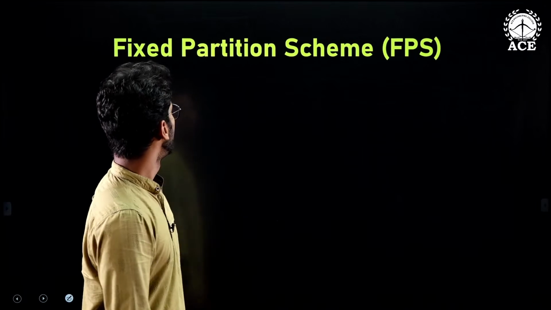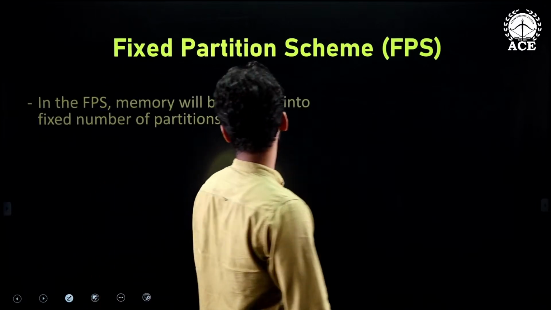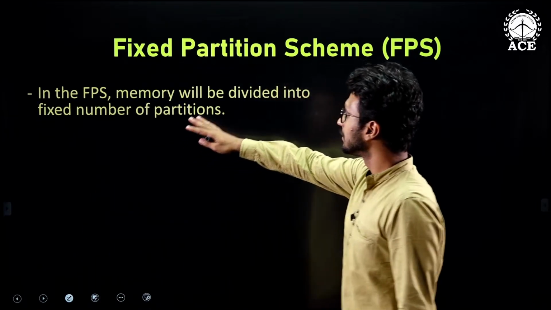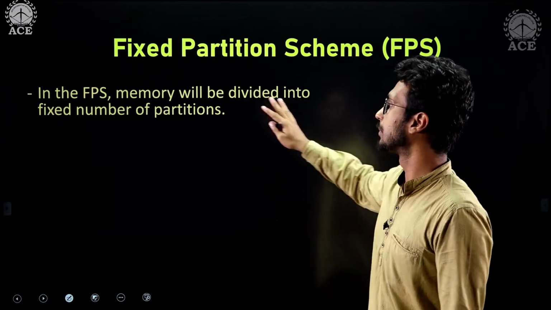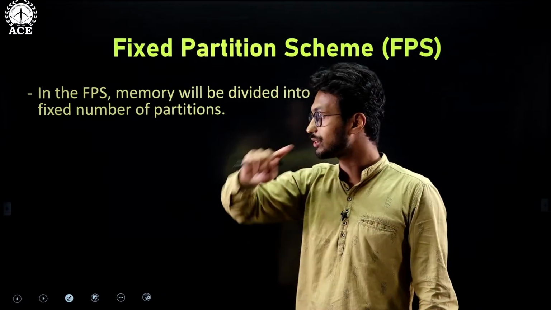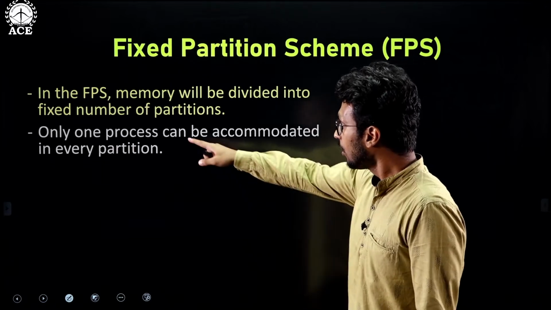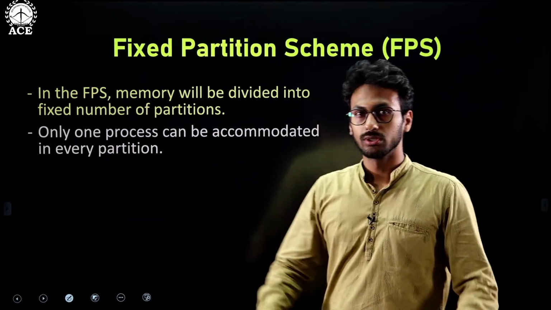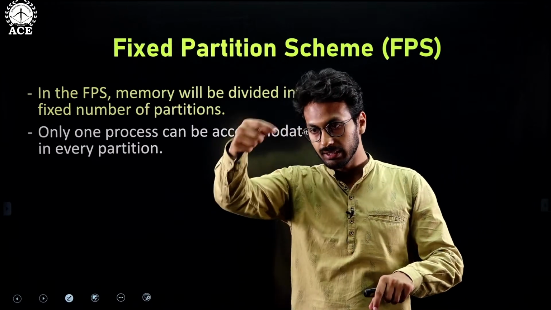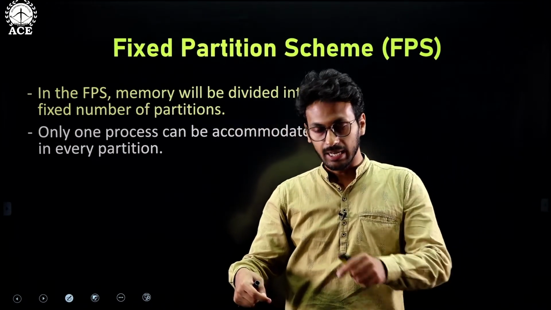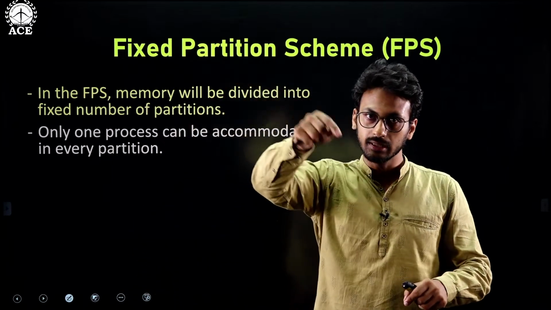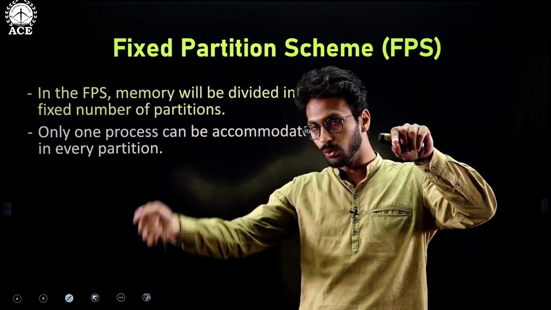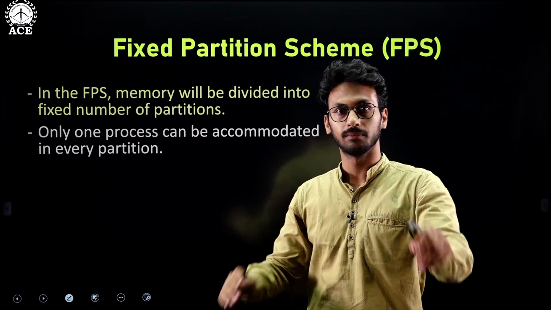Next one. Let's see fixed partition scheme. In the fixed partition scheme, memory will be divided into a fixed number of partitions. Now, only one process can be accommodated in every partition. So there are a fixed number of partitions and each process can go in one particular partition. Only one process can go. That is what is mentioned.